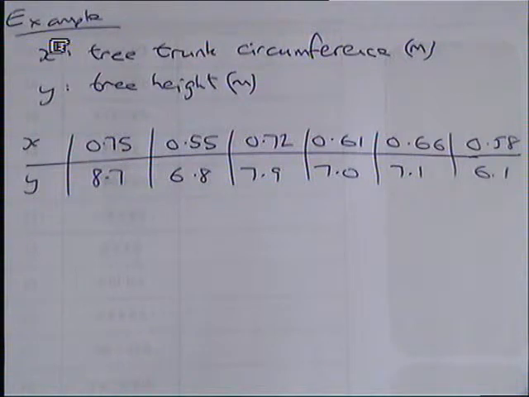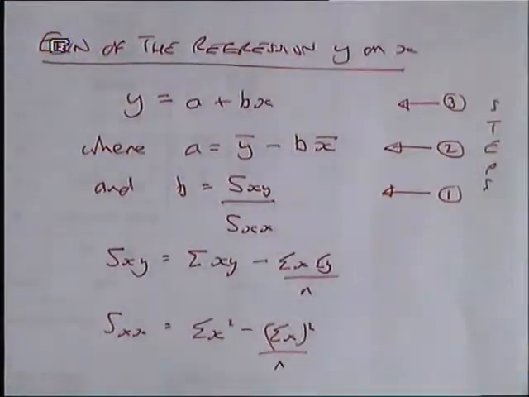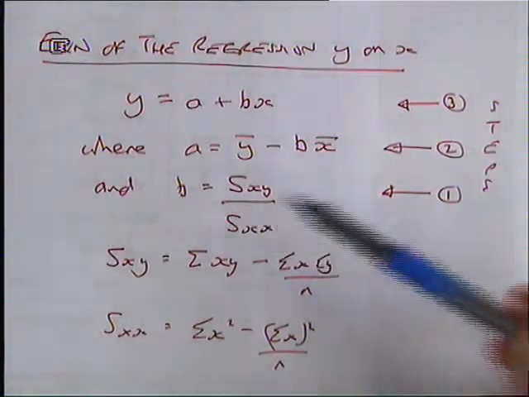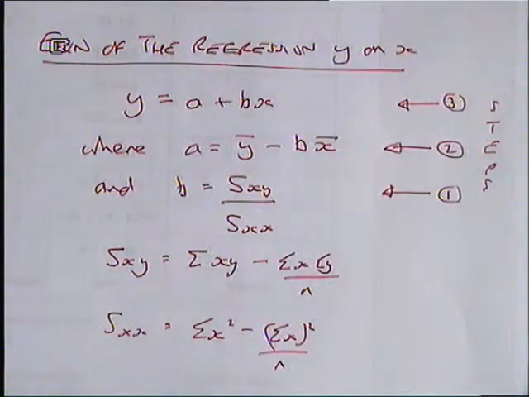And then what we're aiming to work out now is the regression line, which is that best fit line. We're going to use the regression line Y on X. In the previous video we went through how we worked that out. We had a set of formulae. Step 1 was to work out the value of B, step 2 was to work out the value of A, step 3 was to get the equation itself.